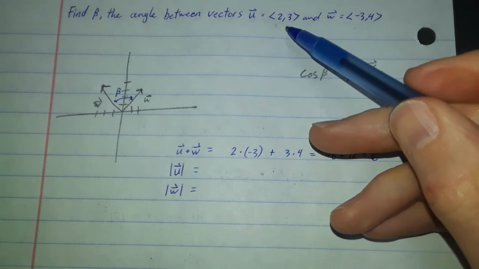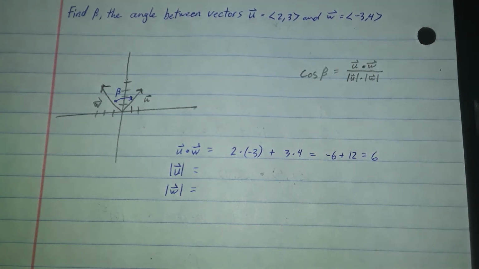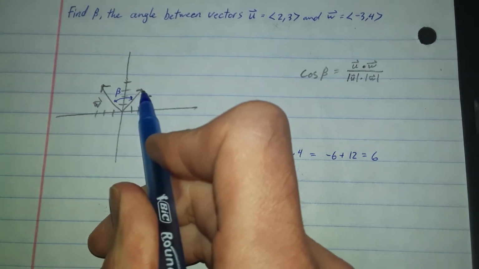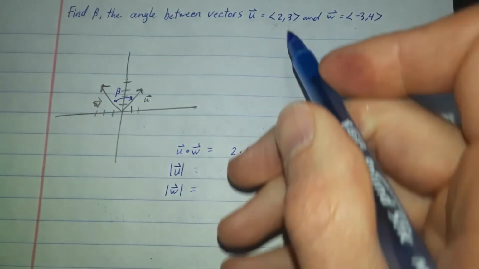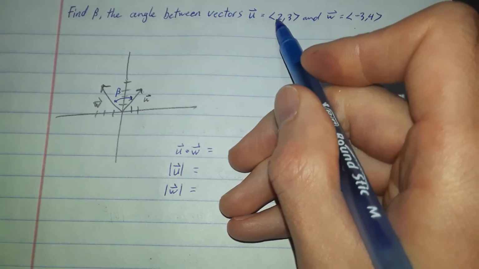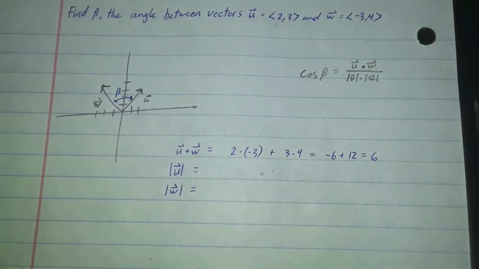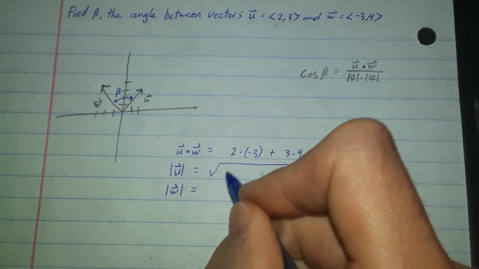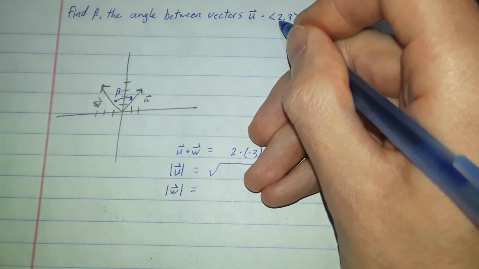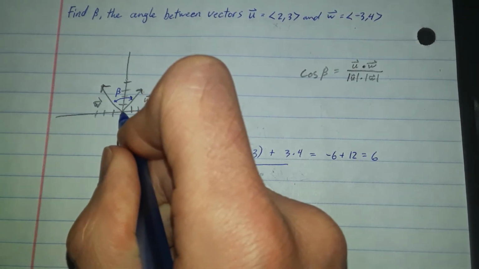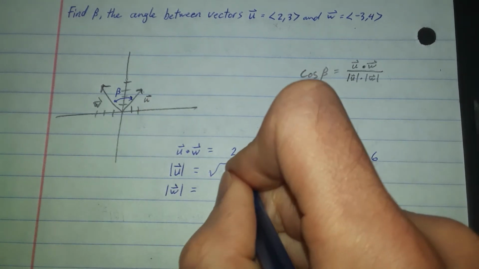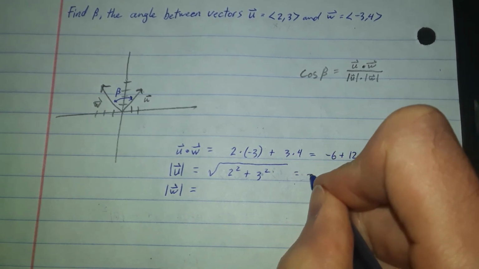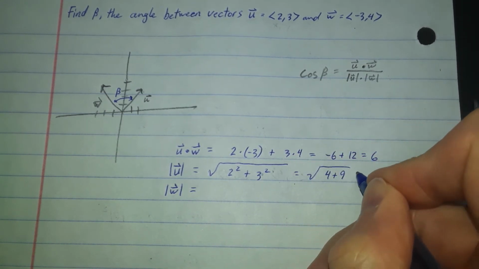Now I need the magnitude of the vector u. So its initial point is at the origin, its terminal point is at this component piece right here. So the terminal point is at the point 2, 3. So if you look at the distance formula, it's x sub 2 minus x sub 1. X sub 2 is going to be this 2, and then you'd subtract 0, which would be your initial point. So it's really just going to be 2 squared plus 3 squared. And so we're going to end up with the square root of 4 plus 9, which is the square root of 13.